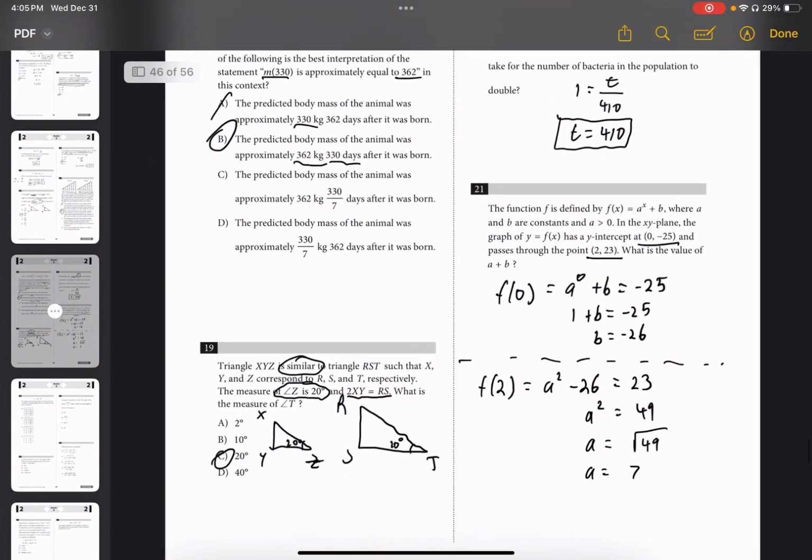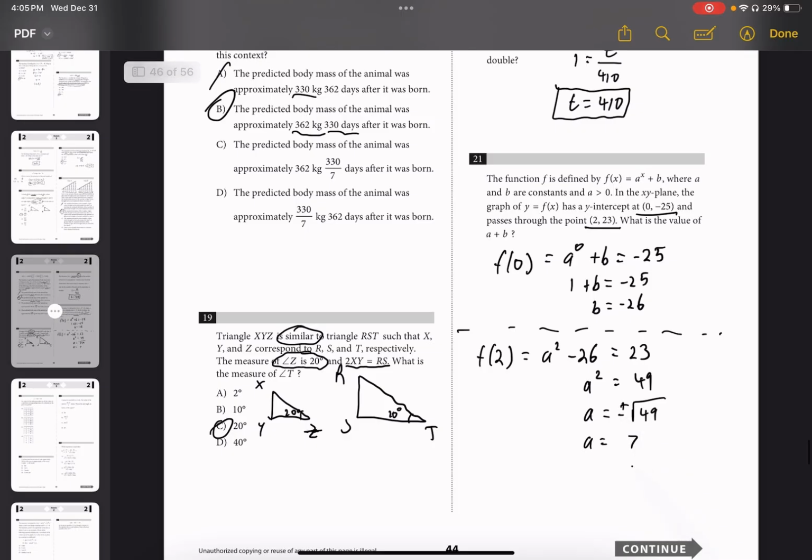So this would actually be, sorry, a is equal to plus or minus square root of 49. This is equal to plus or minus 7. But since we have this part in the problem above, right here, a is greater than 0, we know that a is actually only going to be equal to positive 7. It can't be less than 0.